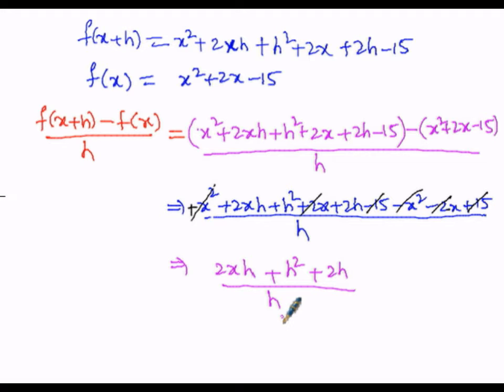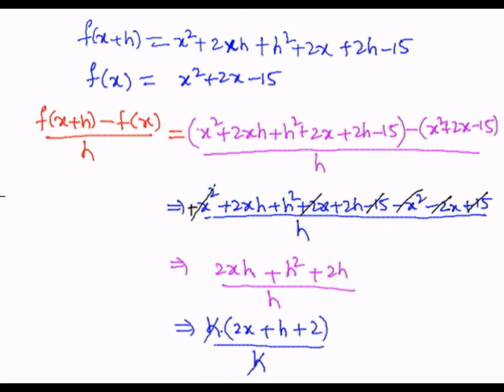Here in the numerator we can take h as common because h is present in each and every term. When h is taken out as common, in the first term only 2x is left within the bracket. Plus, h square can be written as h into h, so one h is taken out and one h is left inside. Plus 2h, taking h out, only 2 is left within the bracket, overall divided by h. Here the h's get cancelled in the numerator and denominator because of the multiplication between h and the bracket.